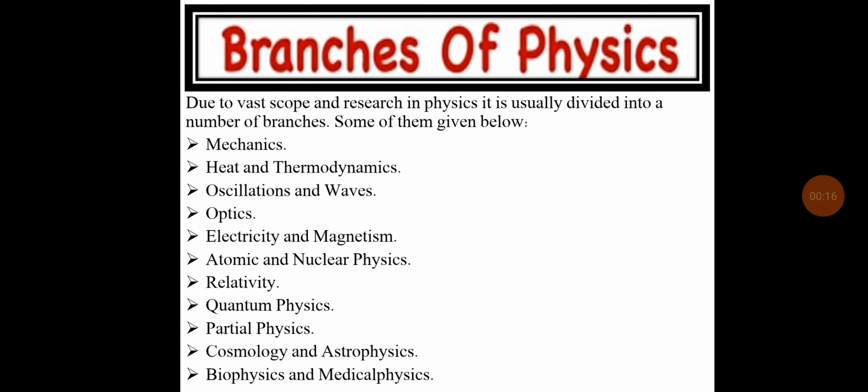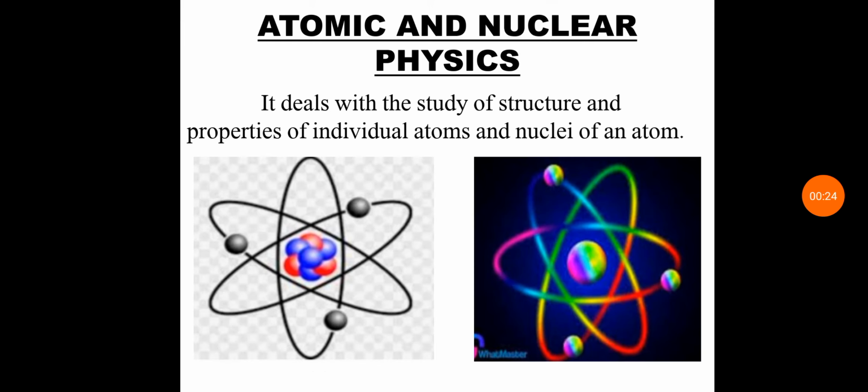It's your physics class, and we'll discuss in this class the branches of physics. In the previous class, we discussed the five branches, which were mechanics, heat and thermodynamics, oscillation and waves, optics, and electricity and magnetism. Now, today we start from branch number 6, that is atomic and nuclear physics.